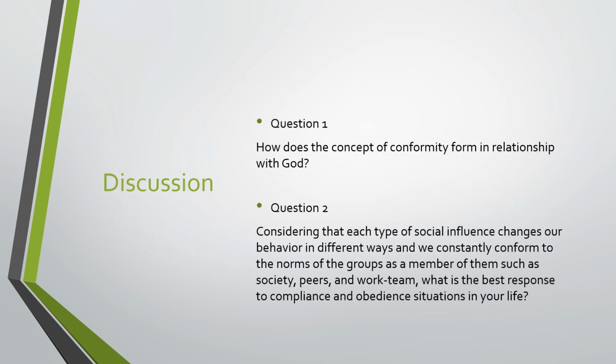Discussion. There are two questions to answer in this section. Question 1. How does the concept of conformity form in relationship with God? Question 2. Considering that each type of social influence changes our behavior in different ways, and we constantly conform to the norms of the groups as a member of them, such as society, peers, and work team, what is the best response to compliance and obedience situations in your life?